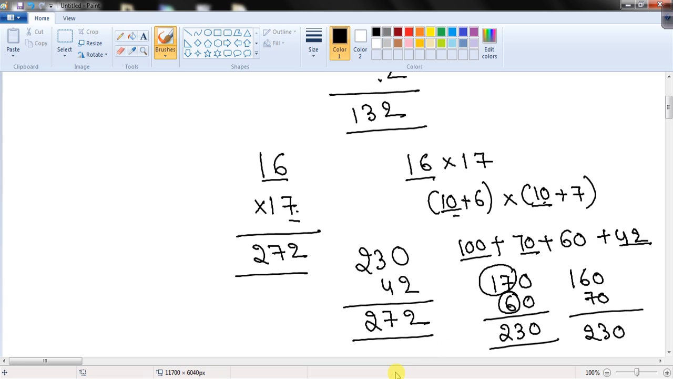Let me do more questions, and practice with me. I am sure that if you practice daily for 10 minutes for just 5 days, in 50 minutes I can assure you that you will be very good in multiplication tables up to 20 by 20 through logic. Let us do more questions.